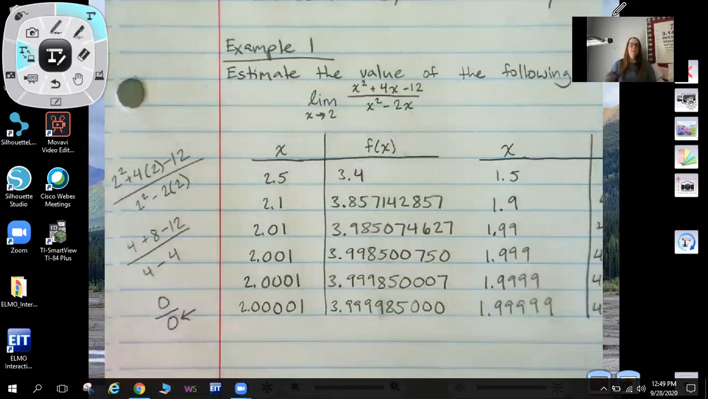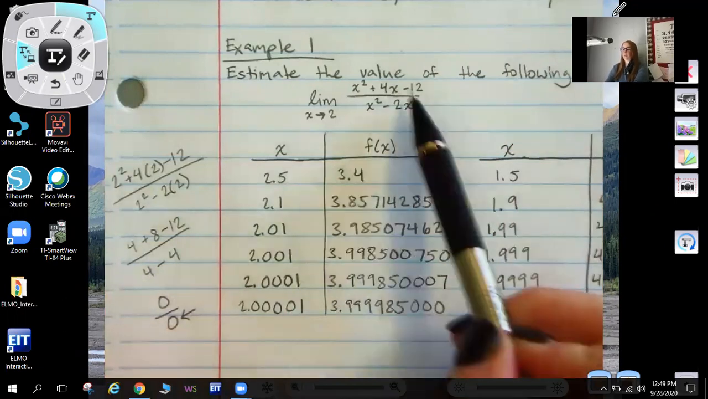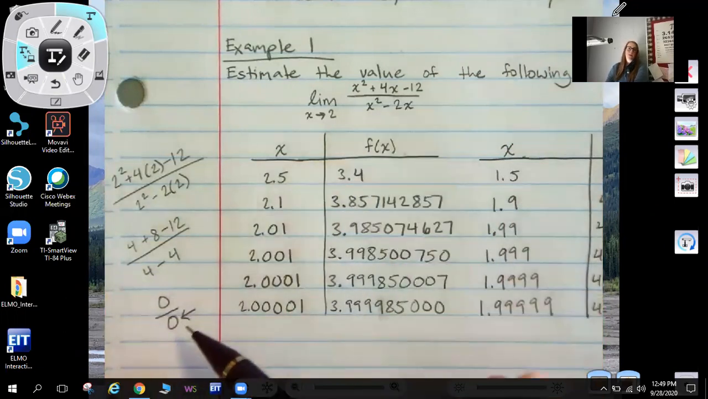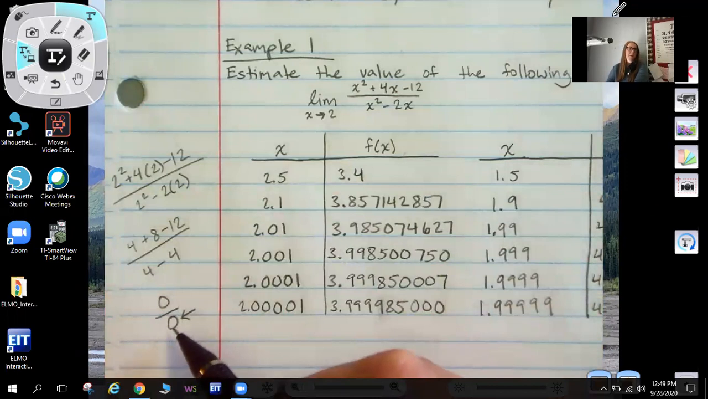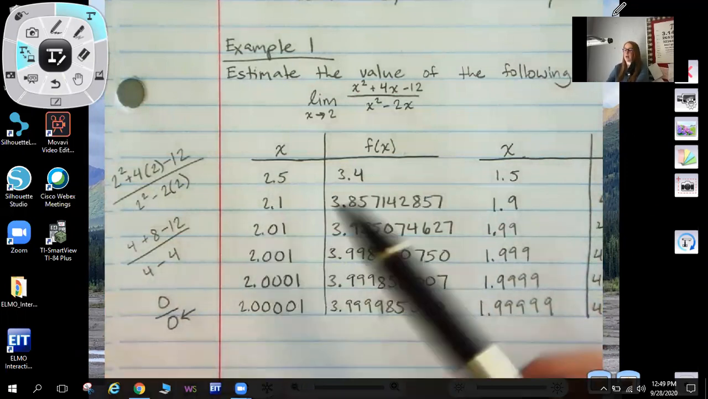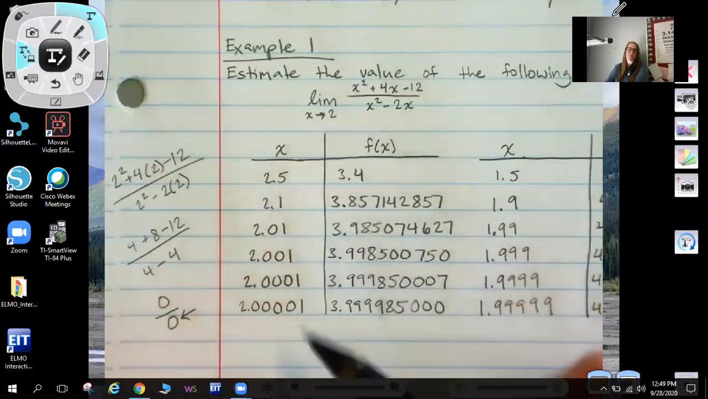Okay. So when we plug 2 into this function, we get 0 over 0, which I said we'll talk about later. The important part is we have a 0 in the denominator, and you can't have division by 0. So this is just to drive home the point that we're not looking at what's happening at 2. We're looking at what's happening as we get closer and closer to 2, or to whatever x value we're given.